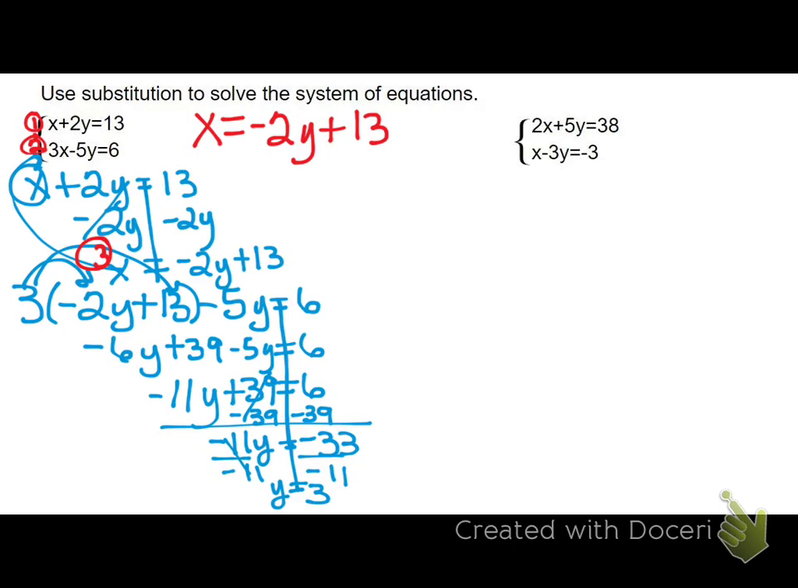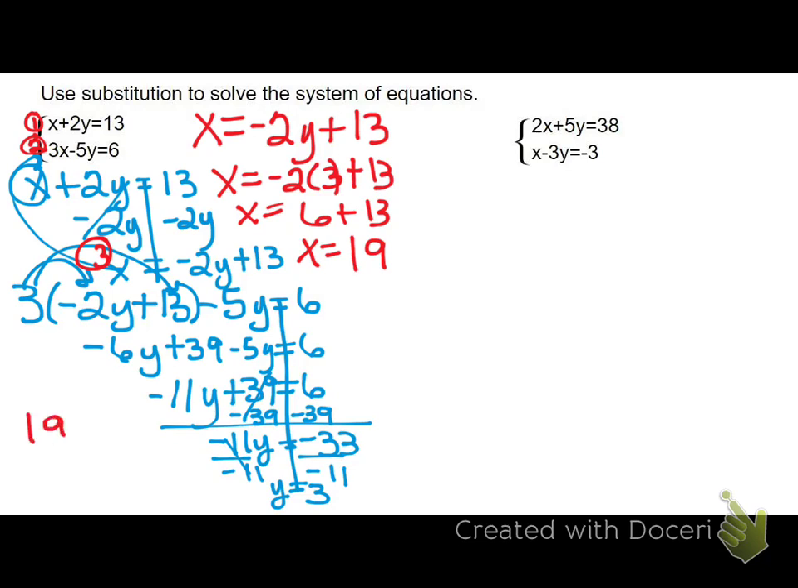I know the value of y. What's my value of y? 3. So I'm going to substitute that in there, correct? So I'm going to take x equals negative 2 times 3 plus 13, okay? What next? Equals 6 plus 13. Then x equals what? Do you just combine like terms? 19. So what's my solution? 19 comma 3. What goes around it? Parentheses. And then a box.